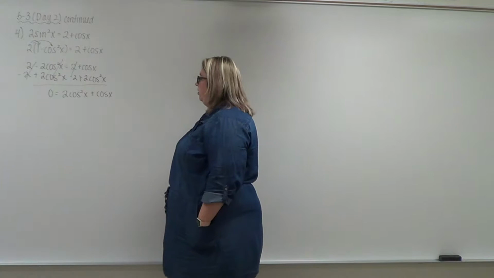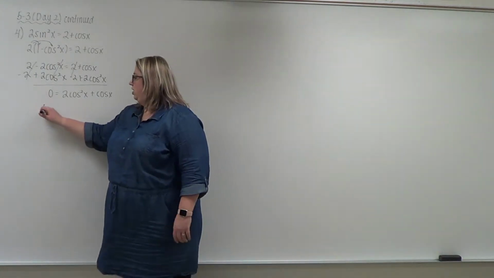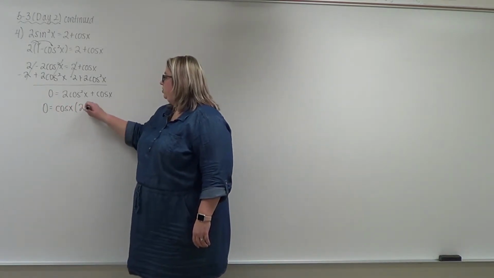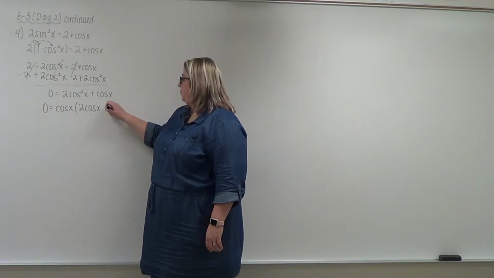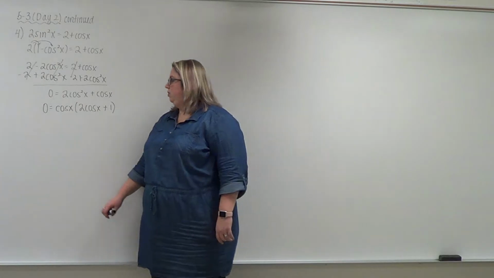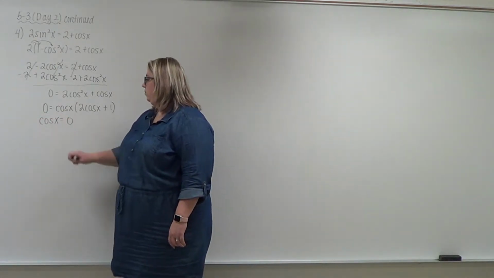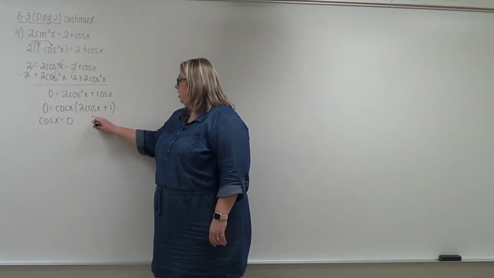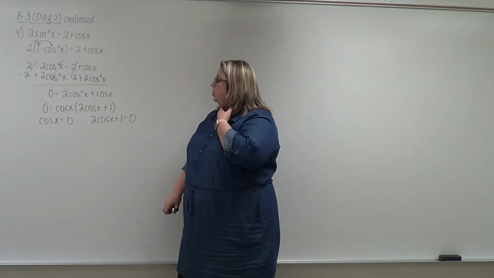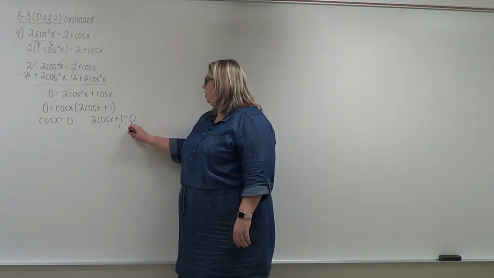Okay, how do you think you solve this now? Factor out cosine. Good. So then I have cosine times 2 cosine plus 1. And then I would set each one equal to 0 and solve. So I would have cosine equal to 0. And then I have 2 cosine plus 1. How do I solve 2 cosine plus 1 equal to 0? Subtract 1, divide by 2. Good.